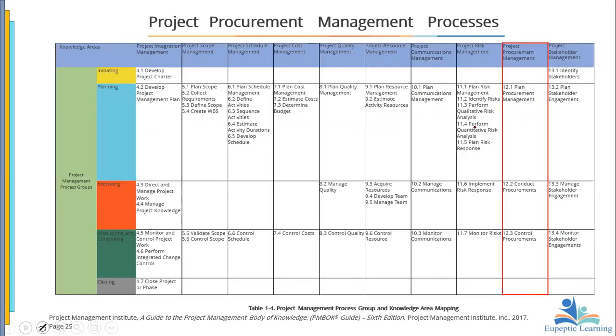There are 3 main processes. We plan procurement management, we conduct procurement, and we control procurement. Plan procurement is in the planning process group. Conduct procurement is in the executing, and then control procurement is in the monitoring and control.